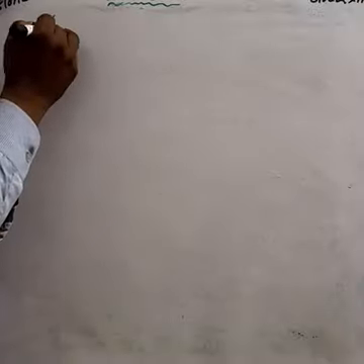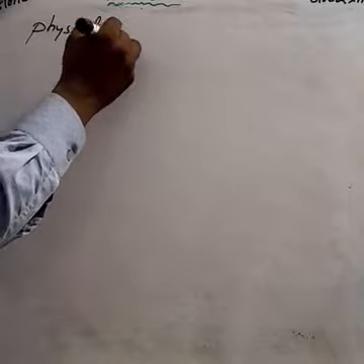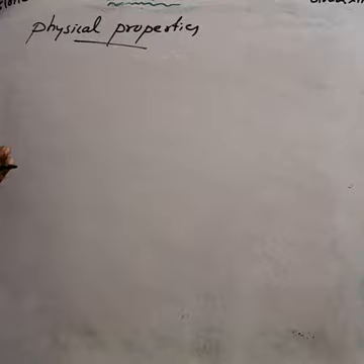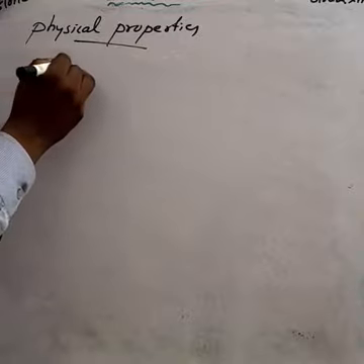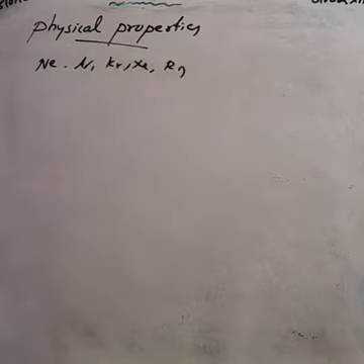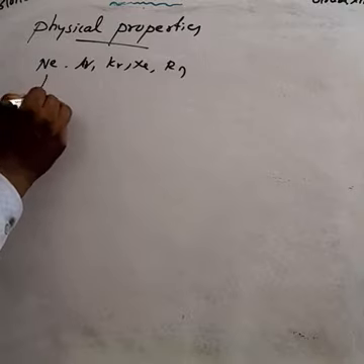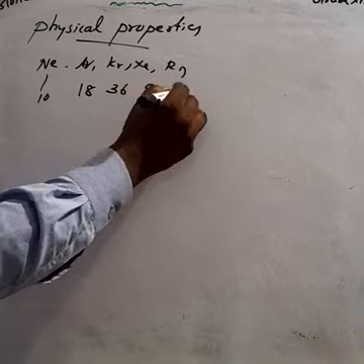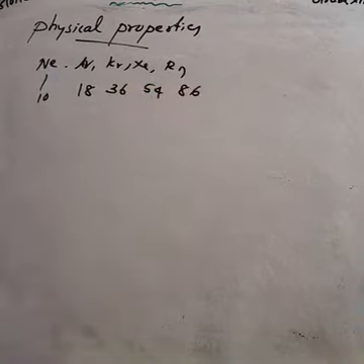Here we can see some of the physical properties of the noble gases. Except helium, we are not mentioning helium. We are mentioning only neon, argon, krypton, xenon, radon. These are all gases. Atomic numbers, all of you know that one: neon 10, argon 18, krypton 36, xenon 54, and radon 86. These are all the atomic numbers.